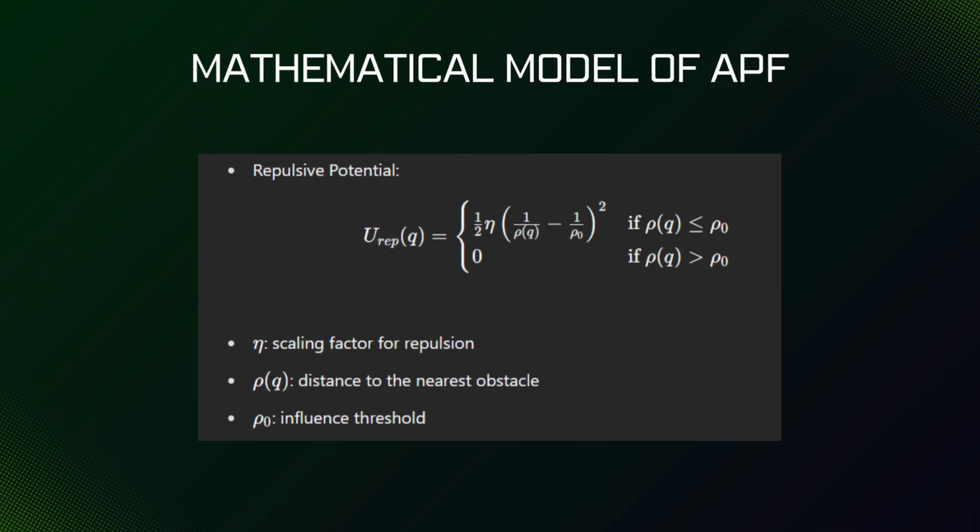When this distance is beyond P naught, the robot is unaffected. This formulation creates a force shield around each obstacle that helps prevent collisions.